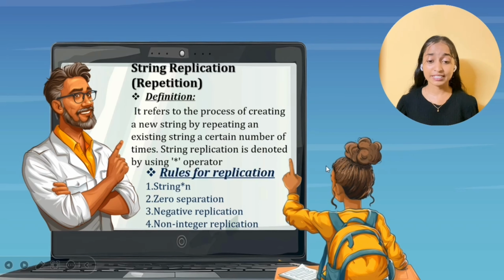The second rule says zero replication. If you try to replicate a string with n set to 0, the result will be an empty string. The third rule says negative replication. If you try to replicate a string with a negative number, the result will be an empty string. The fourth rule says non-integer replication. Similarly, if n is not an integer, like a float or string, Python will raise a type error.